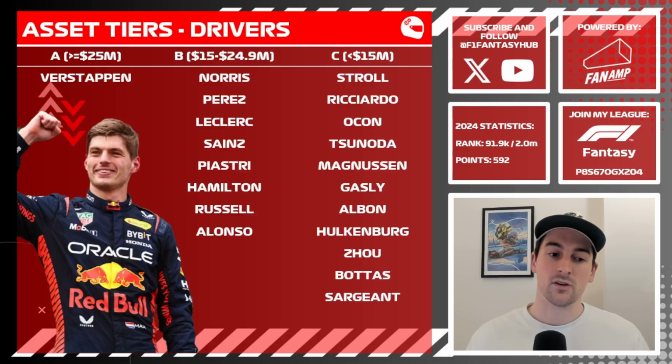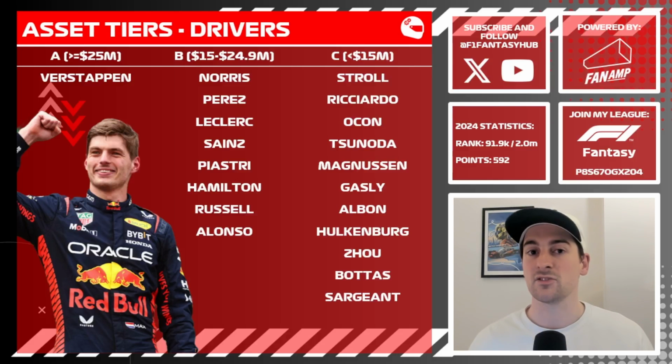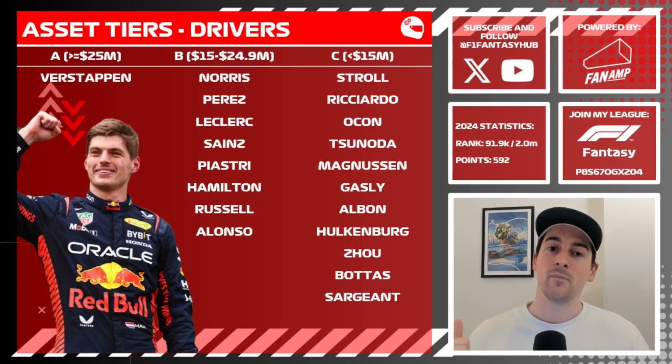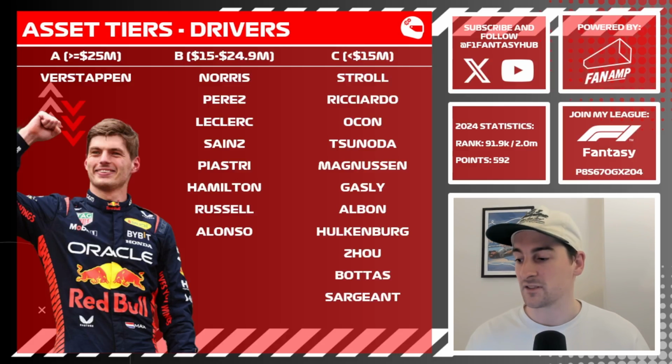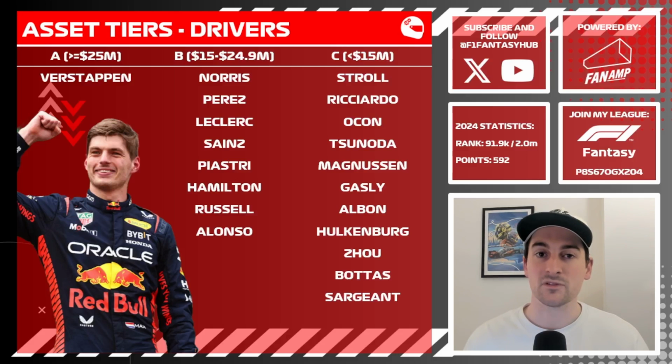So as I mentioned, the drivers and constructors are bucketed into 3 different tiers. The A tier for drivers and constructors priced above 25 million. So in the driver's case, it's Max Verstappen. Then in the B tier, which are for assets between 15 million and 24.9 million, we have the McLaren duo, we have Sergio Perez, we have P1 and P2 from Australia, Leclerc and Sainz, we have the Brits, Lewis Hamilton and George Russell, and we have Fernando Alonso. And then in the C tier, which is every driver priced under 15 million, is just about every other driver on the grid other than the ones I've just listed.